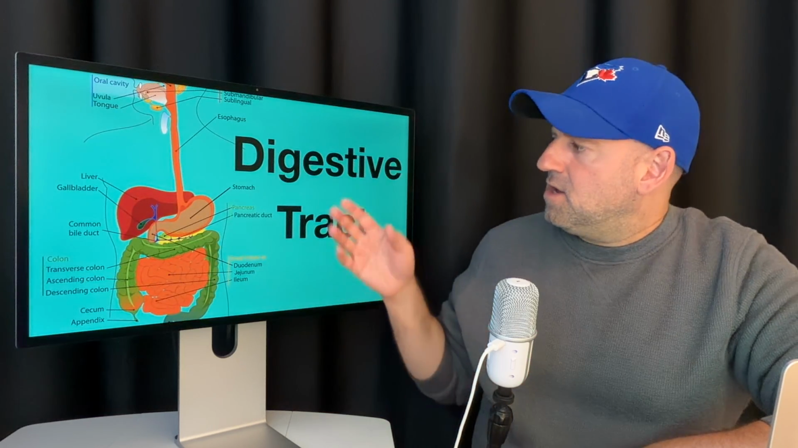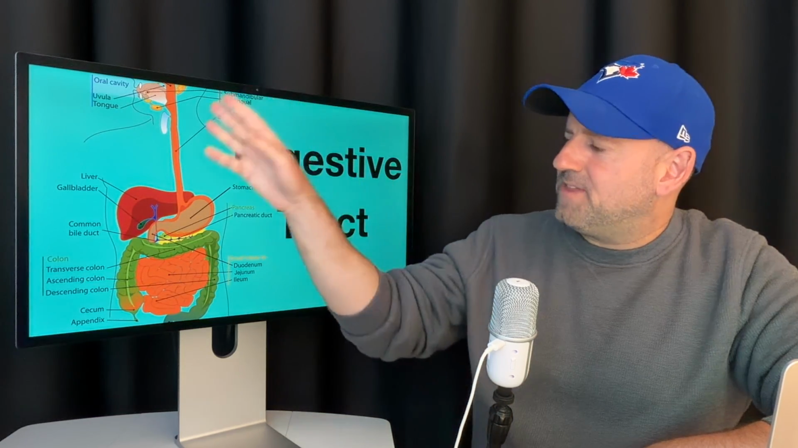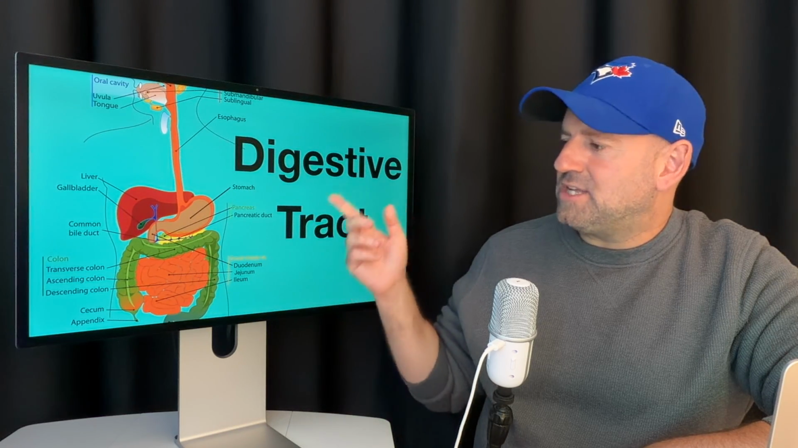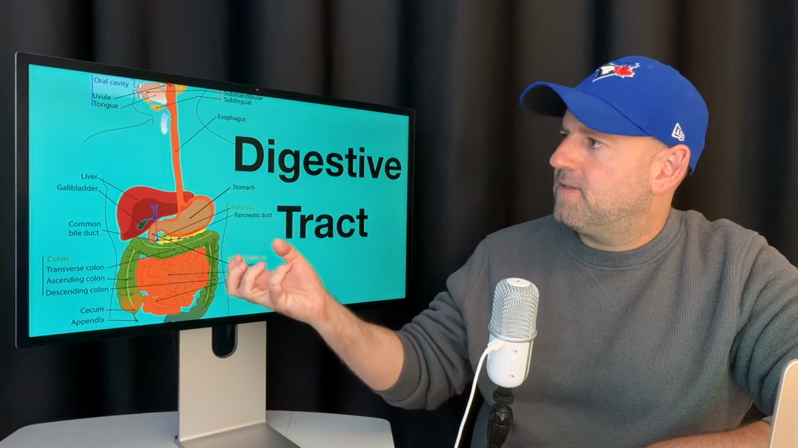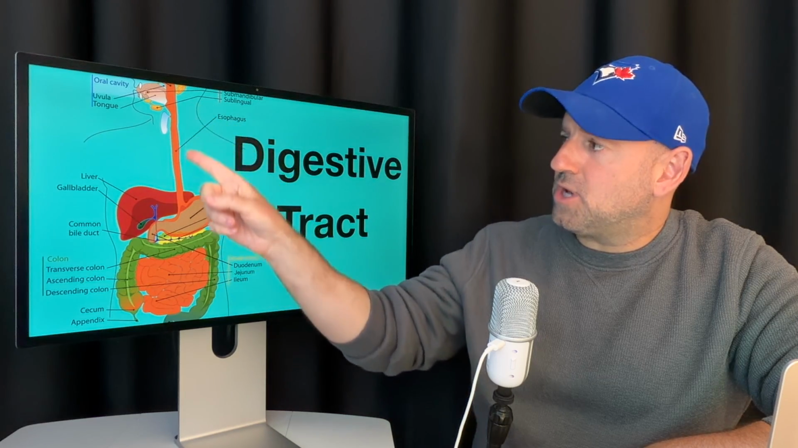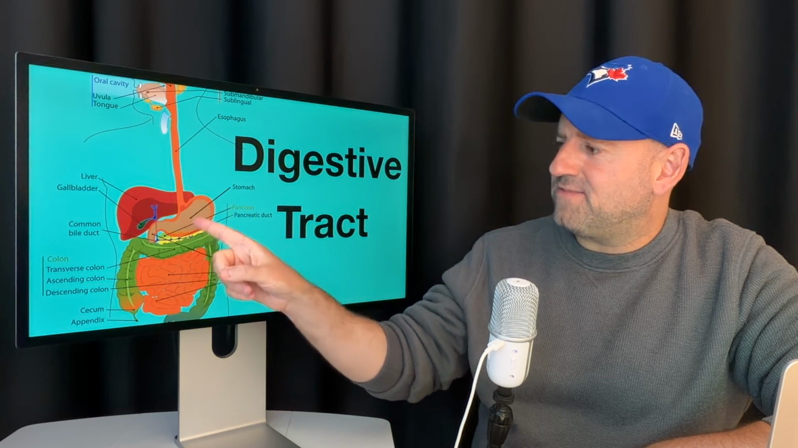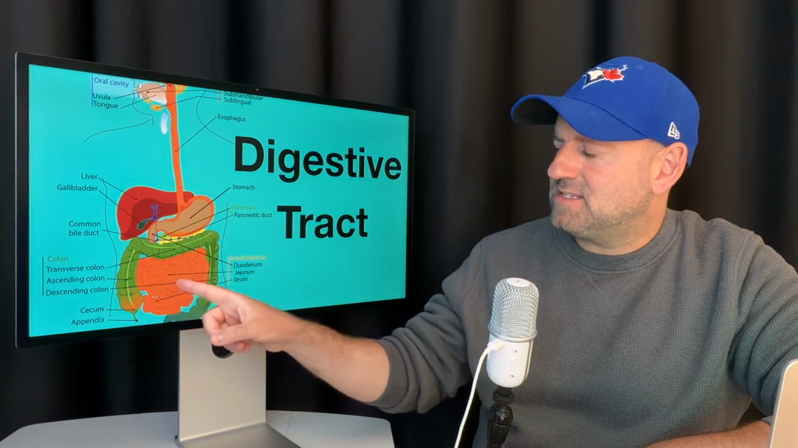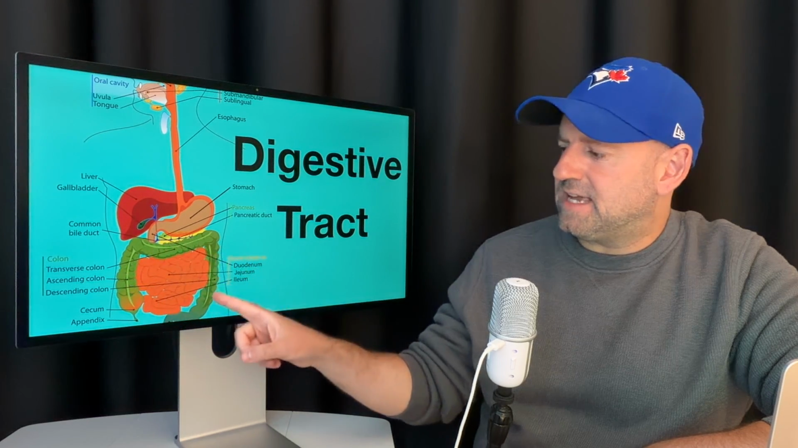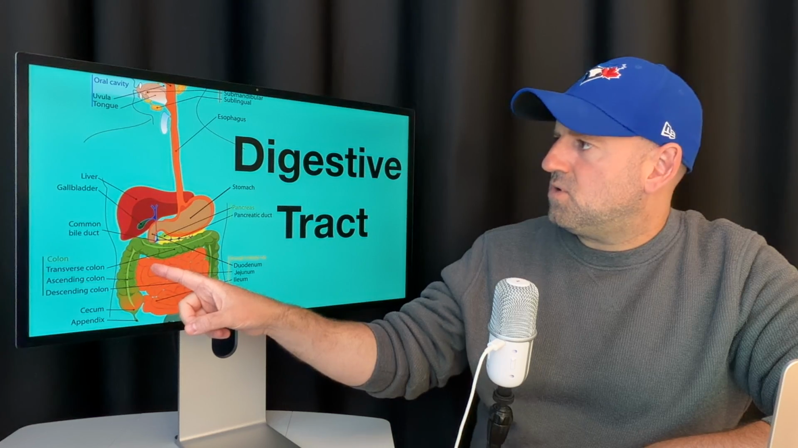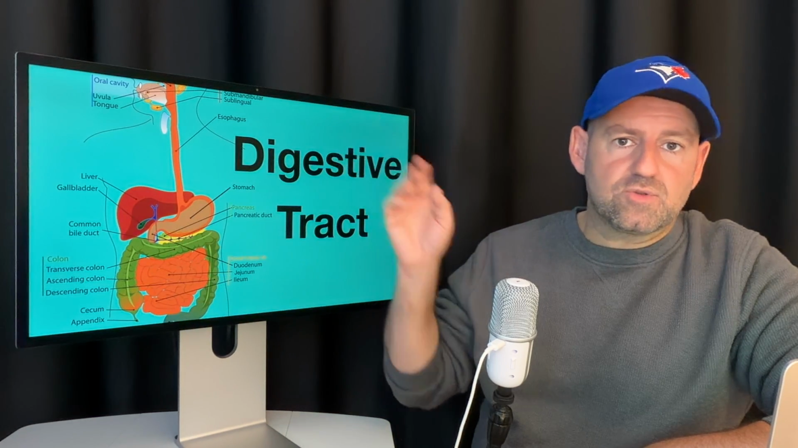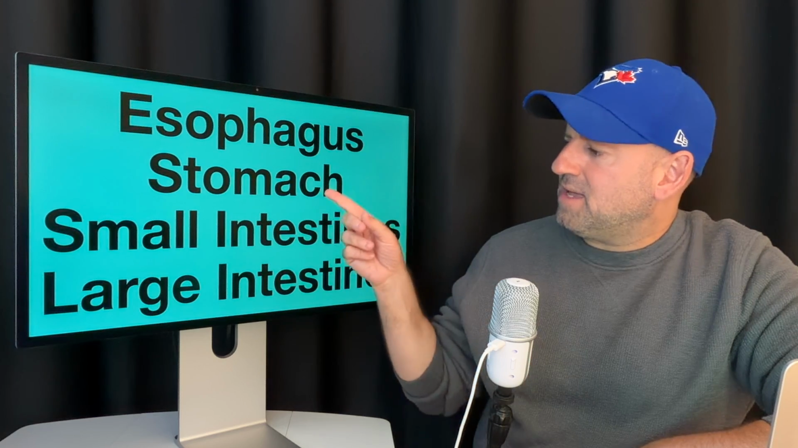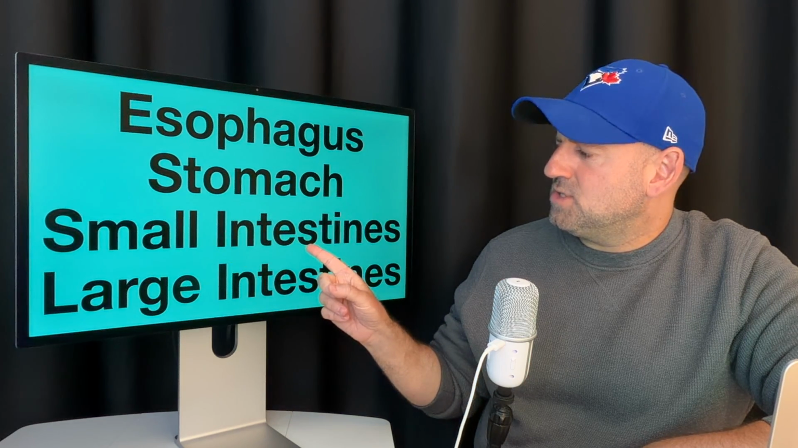So, most people call this the digestive tract or the digestive system. Okay, so what do we have here? We've got the esophagus. We have the stomach. We have the small intestines here, and then the large intestines here. So that's basically it, those four pieces, right? Here they are: esophagus, stomach, small intestines.